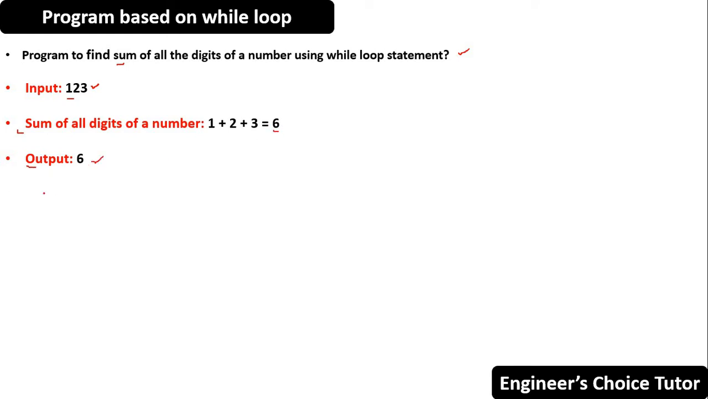This is my requirement. So let's understand the logic. One thing is pretty much clear: we want the digits one by one, and if we add them all we will get the desired output, right? So how can we get the digits from a number? If I perform the modulus operation, num modulo 10, then I will get the last digit of a number. Keep this logic in your mind.